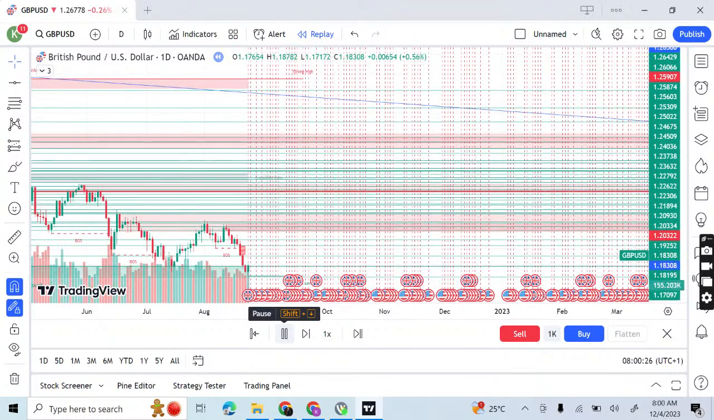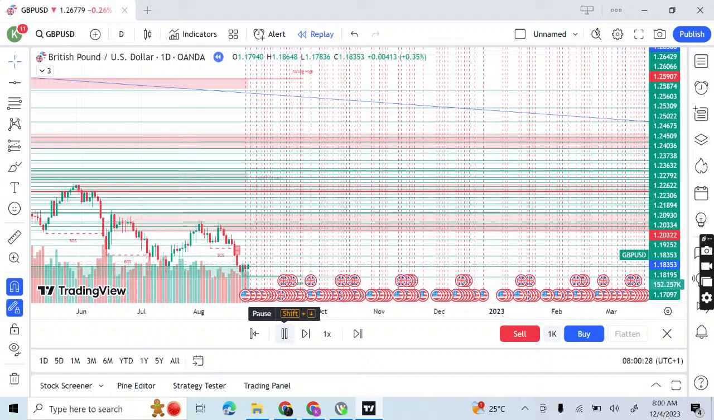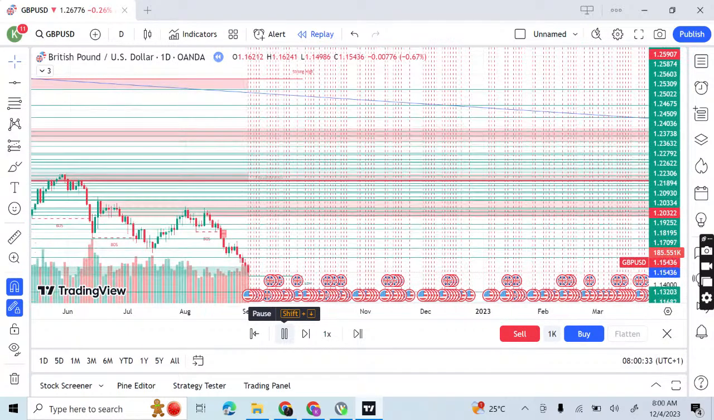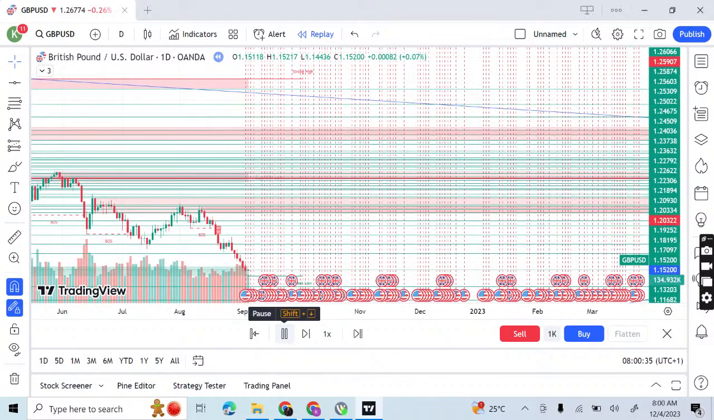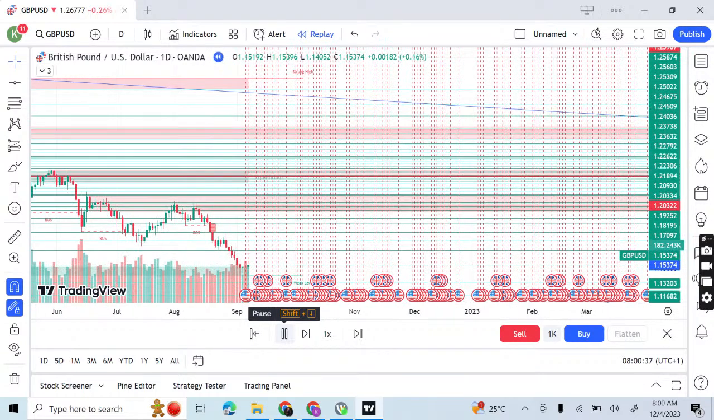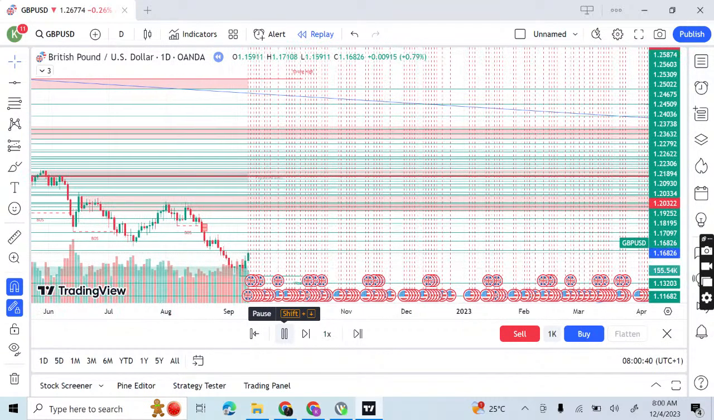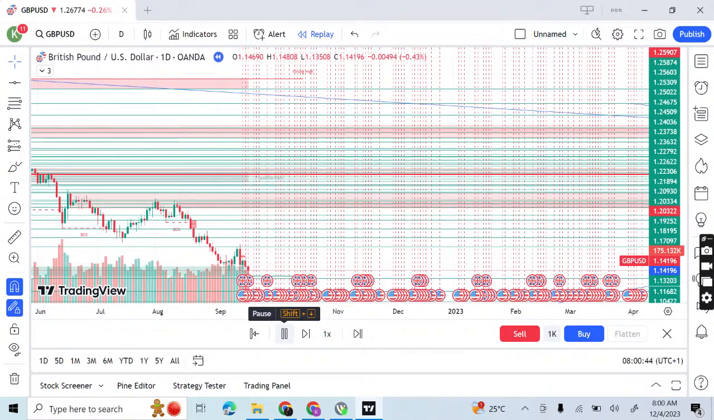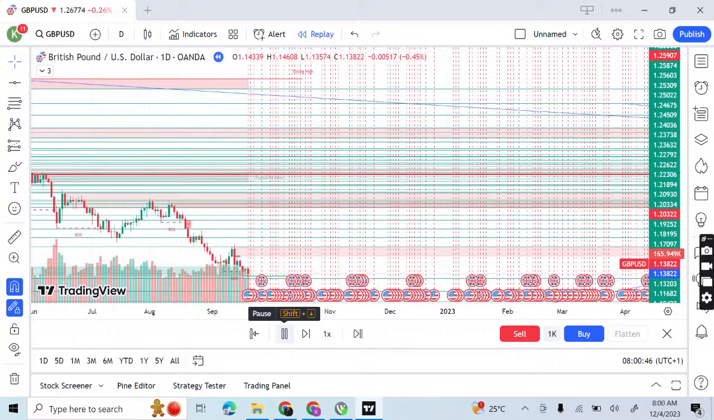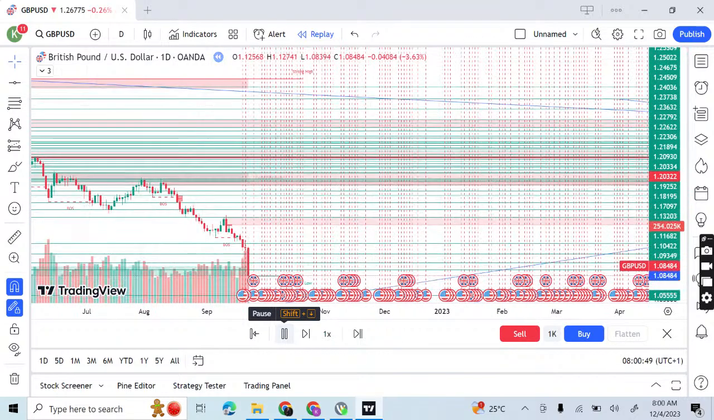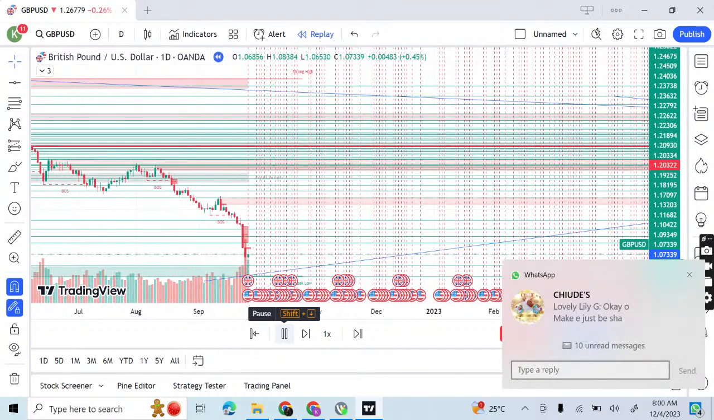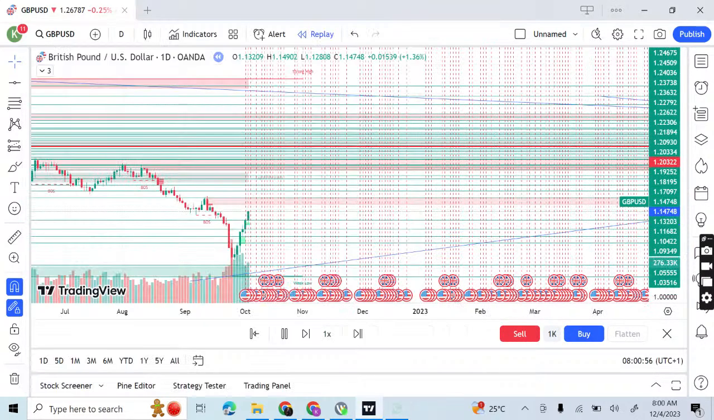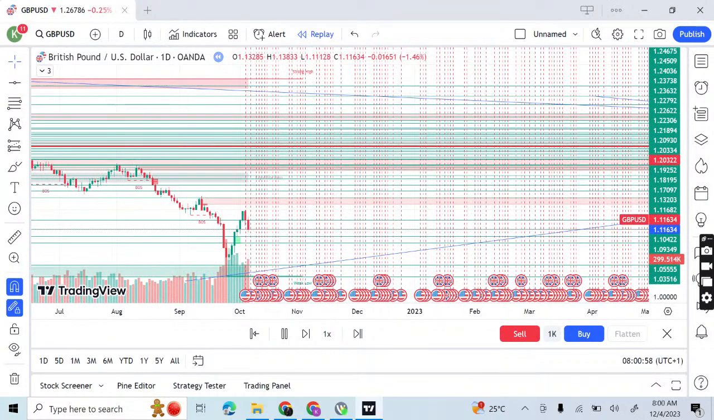Break of structure is a constant downtrend until there's a change of character. So you have to patiently wait for your entries. Break of structure is a constant downtrend.